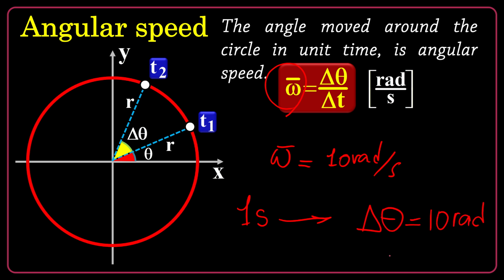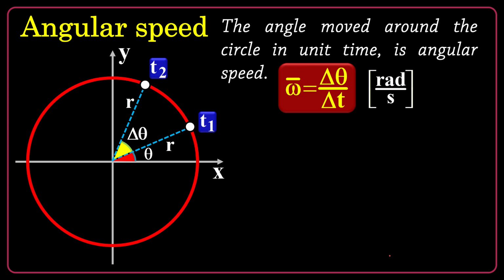But what is the bar sign on top? Bar sign actually is indicating the average. And in general, you know that we don't know the behavior of the object between t1 and t2. It's not going to be necessarily a uniform circular motion. But if it is a uniform circular motion, I mean, it's like a car moving at constant speed on this circle, it's going to be uniform.